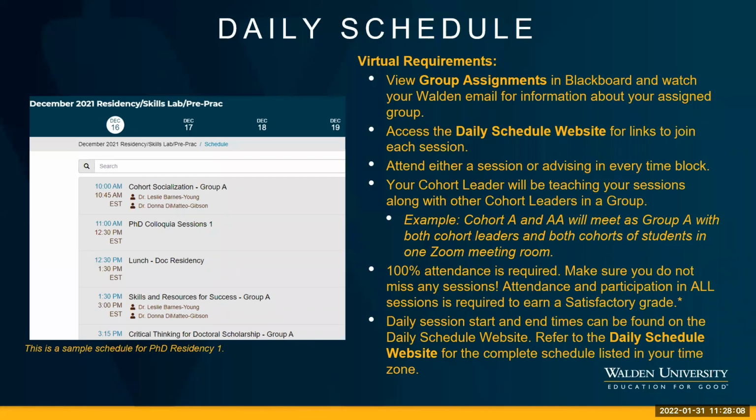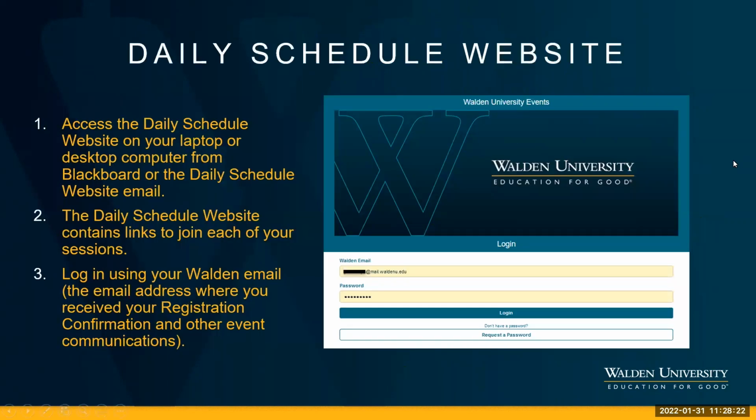Daily session start and end times can be found on the daily schedule website. So make sure that you refer to the daily schedule website for the complete schedule, and that will be listed in your local time zone. You will access the daily schedule website on a laptop or desktop computer, following the instructions that you'll find either in Blackboard or on the daily schedule website email. You will log in with your Walden email address and the password as noted in the instructions that you receive.